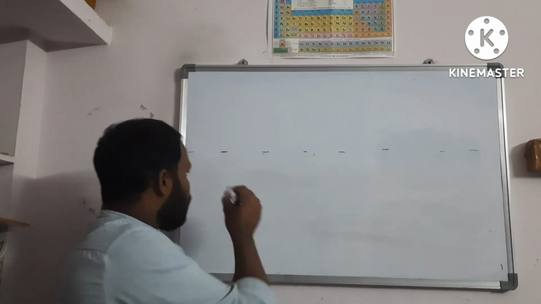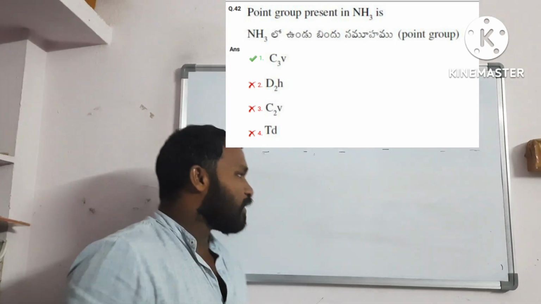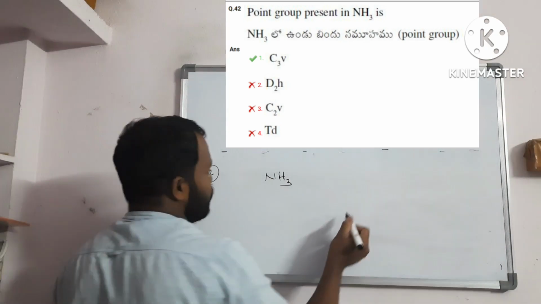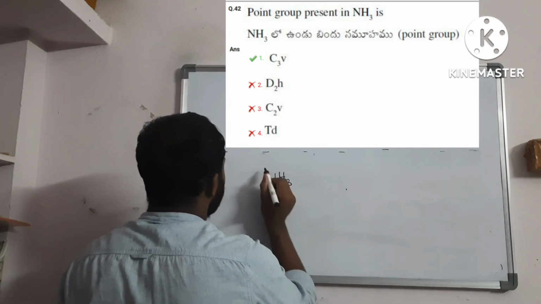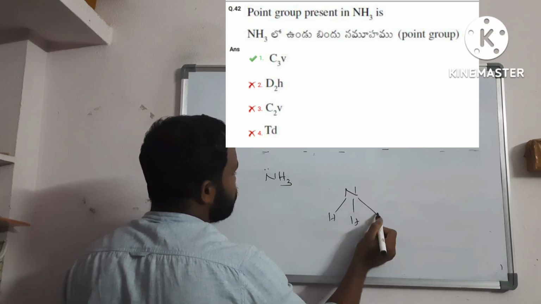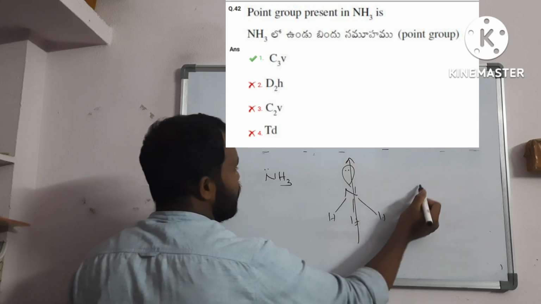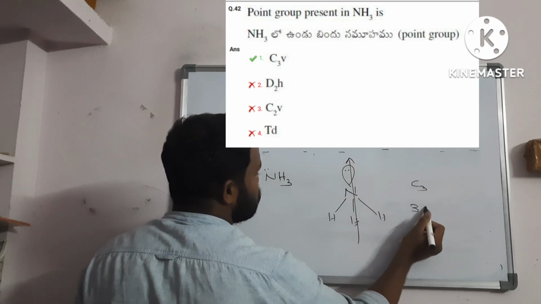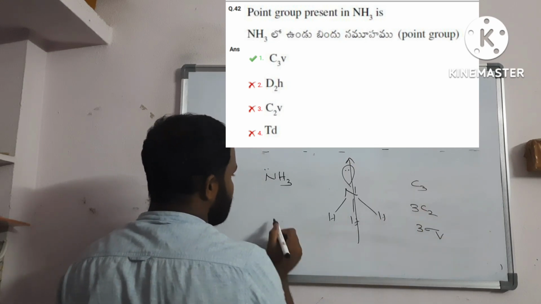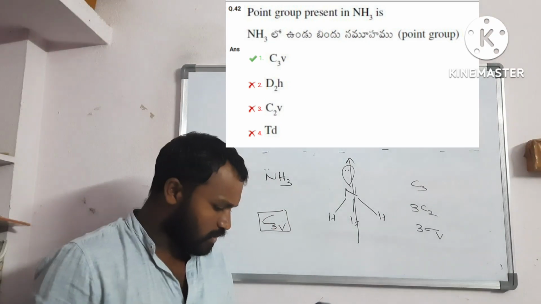Next, question number 42, a basic concept from symmetry. What is the point group of NH3? You should know the NH3 structure first. NH3 is a pyramidal structure with one lone pair. It contains a C3 axis, and 3 sigma V planes are there. It is a C3V point group. Directly we can say, basic concept.